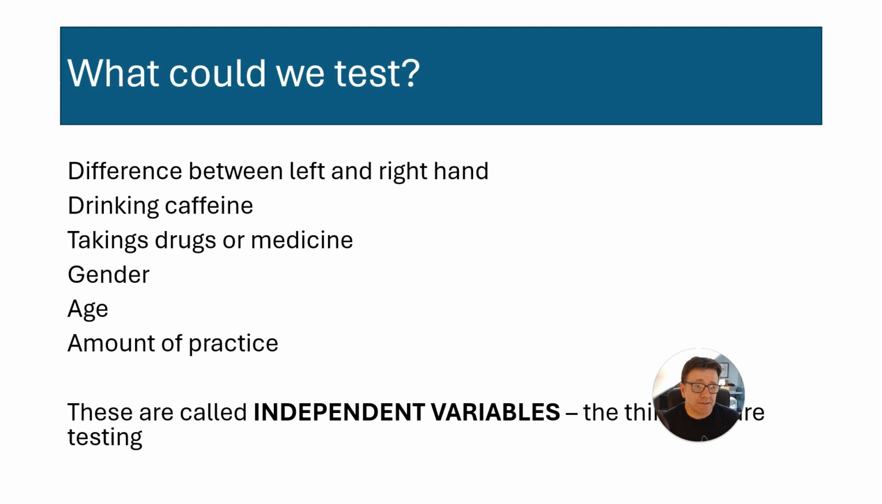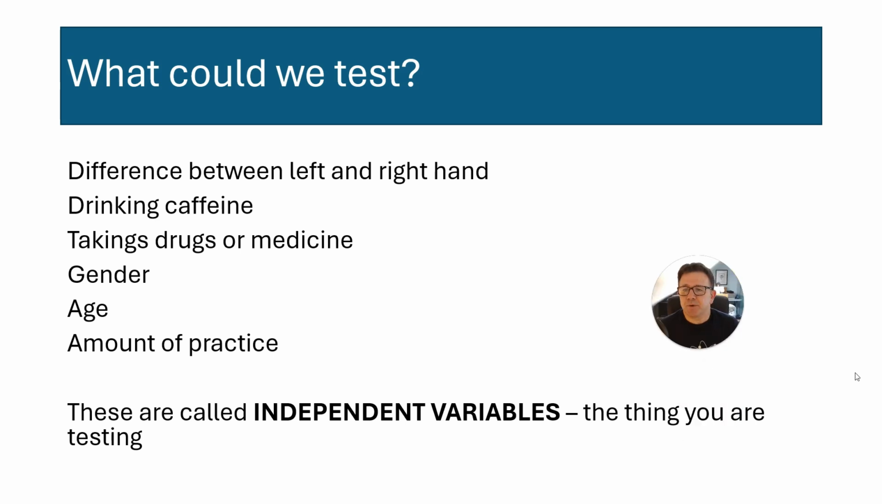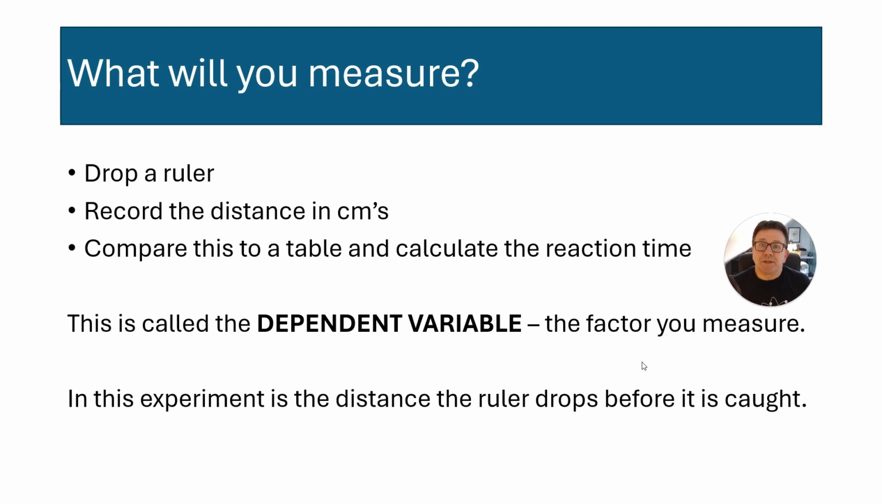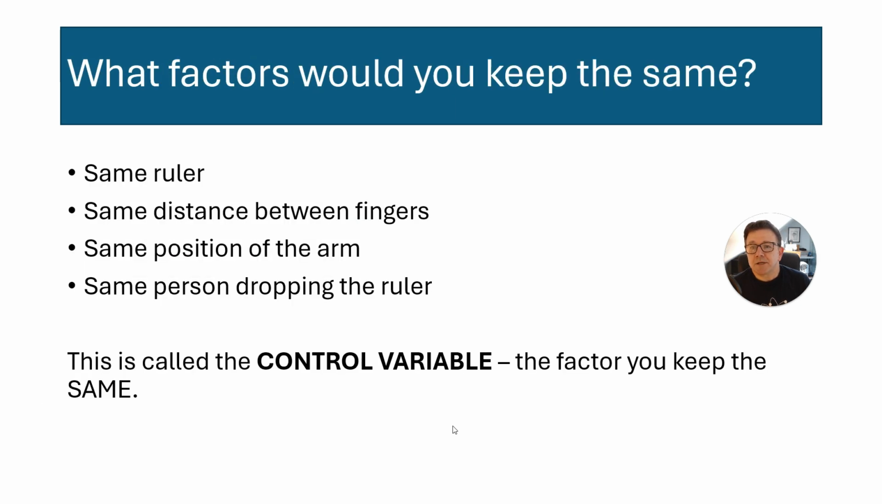What could we test? There are lots of things you could test here. I've put what they might ask you about: taking drugs, gender, age, amount of practice. Remember, those are the independent variables, the things that you are testing. What will you measure? Usually you drop a ruler, record the distance in centimeters, and compare it to a table. Usually they'll give you some data, and then you can calculate your reaction time. This is the dependent variable, the factor you're going to measure. In this experiment, it's the distance the ruler drops before it is caught.